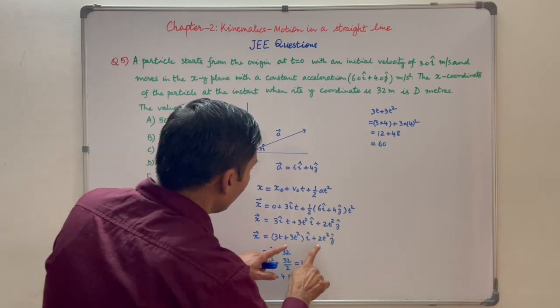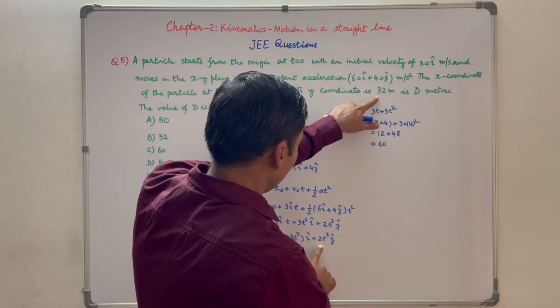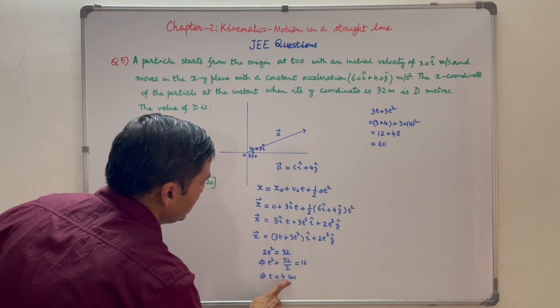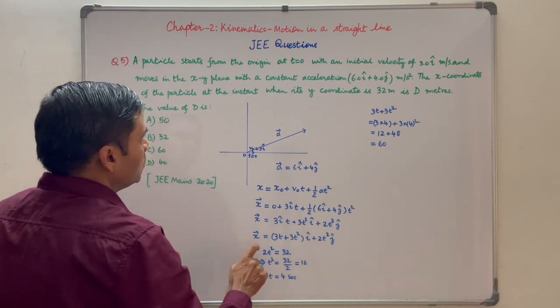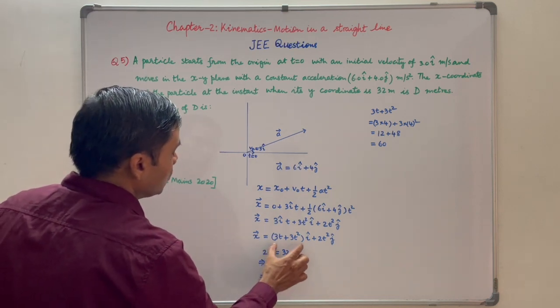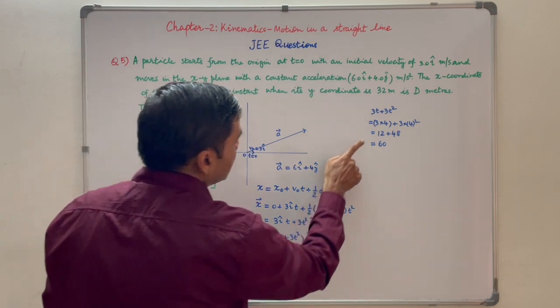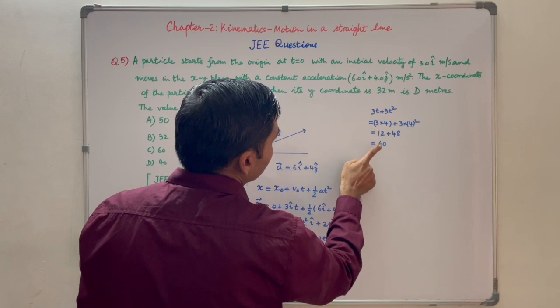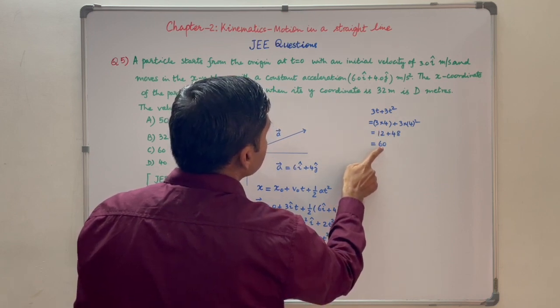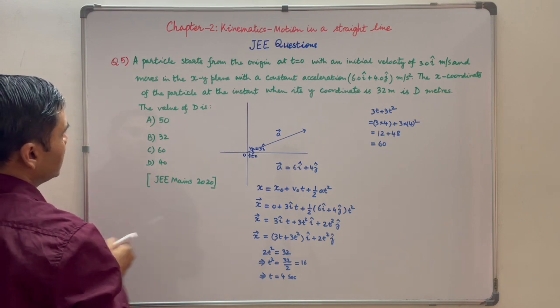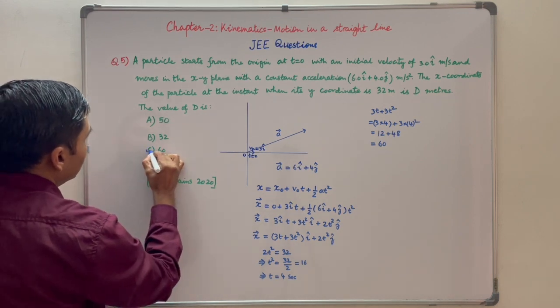Now equate y coordinate with 32. So 2t square is equal to 32. So t comes out to be 4 seconds. To know the x coordinate, you need to put the value of t in this 3t plus 3t square. So put t is equal to 4, you will get the x coordinate as 60, means d is 60. So the correct option is option C.